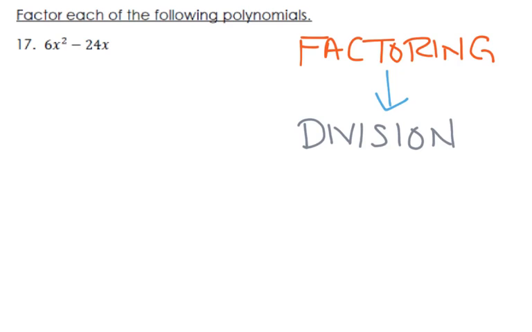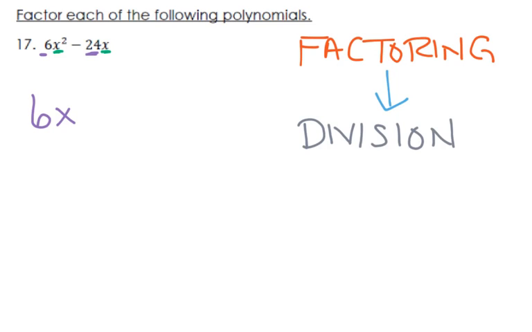So, with that being said, you want to look for, as far as the number is concerned, what's the largest number that can divide. In this example, 6 and 24. Well, that would be 6. 6 divided by 6 is 1, and 24 divided by 6 is 4. And then as far as the variables, you want to take out the smallest exponent from each one. So the smallest exponent for this problem is going to be x.